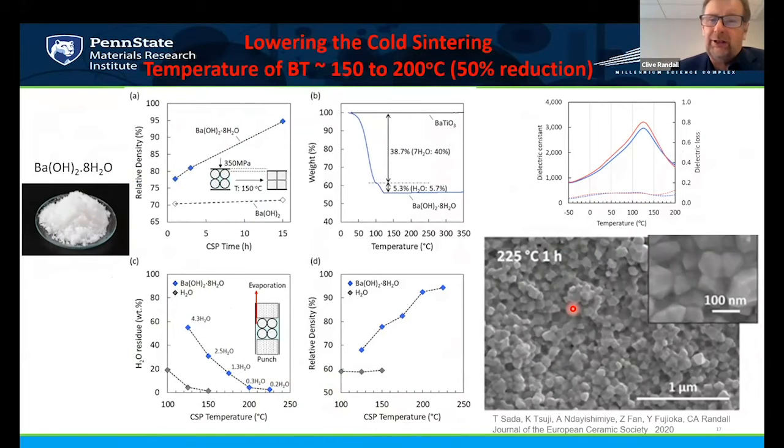Within this year, Taka Sada, who's a visiting scientist from Kirishiro, worked with us, and he started using solid forms of this material, which had water bound to the molecular structure of that hydrate. And he found that there were critical levels of dehydration that would then activate the most effective densification. So there's many things that we don't understand, but in this particular case, the bottom line is he's now able to sinter between 150 degrees and 200 degrees, which is a 50% reduction of what we had over a year ago.